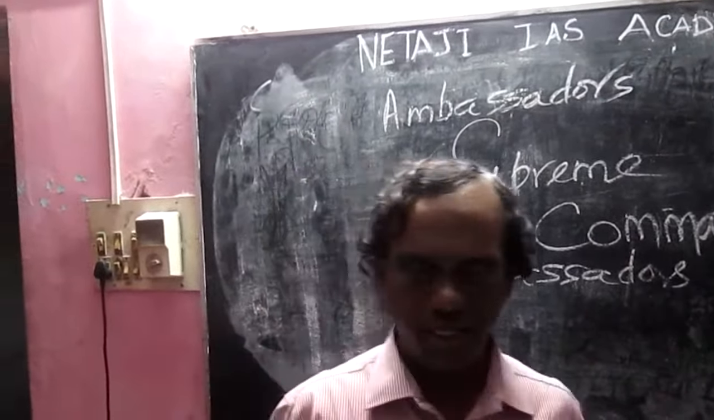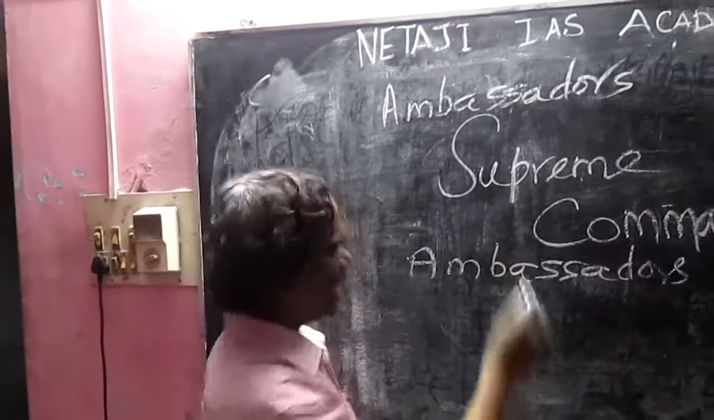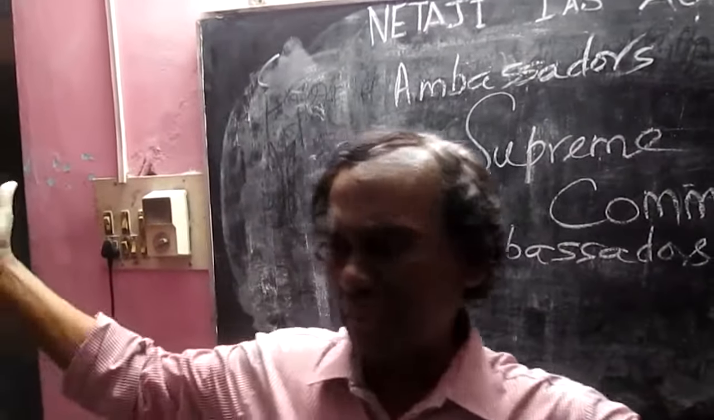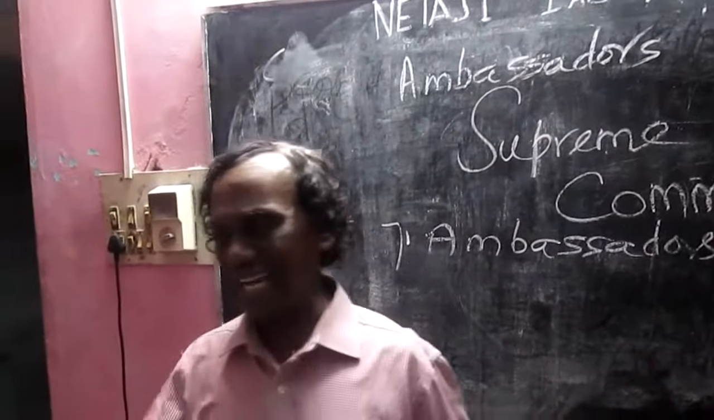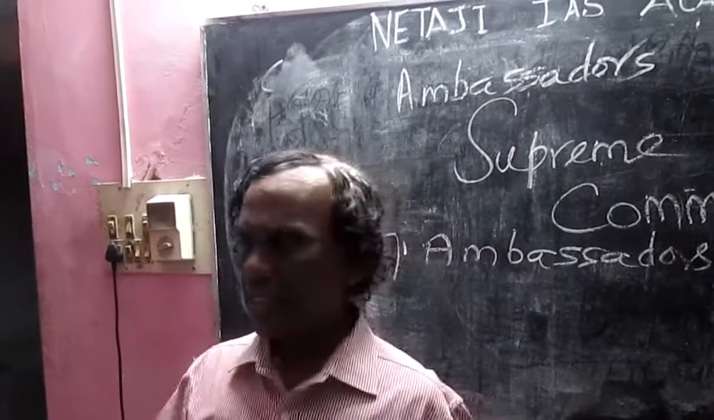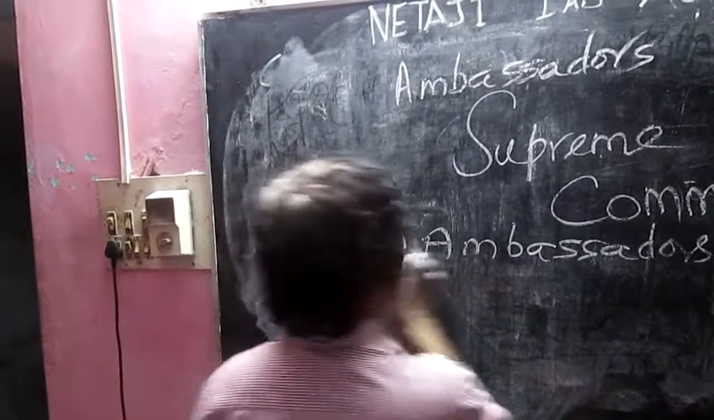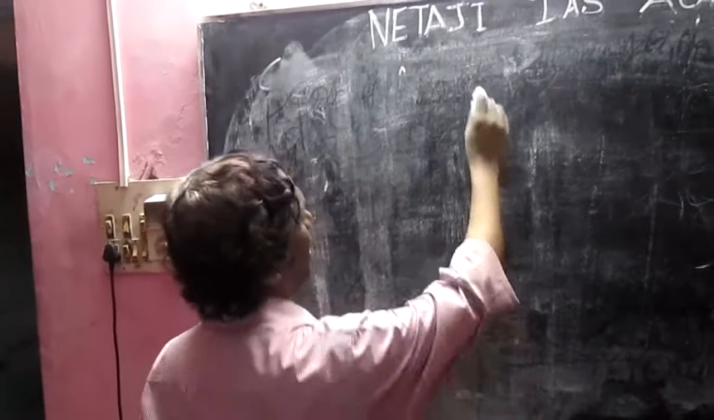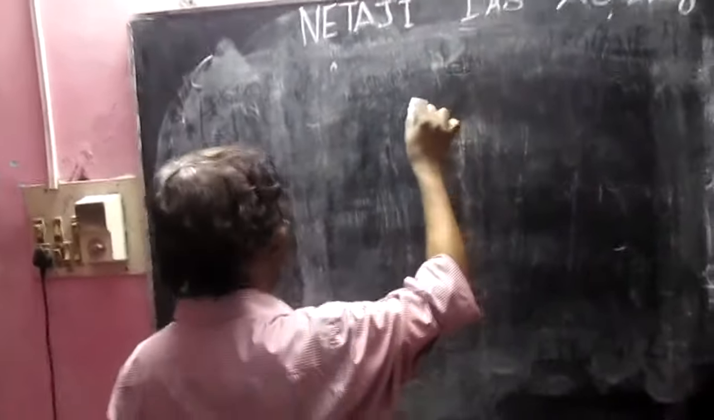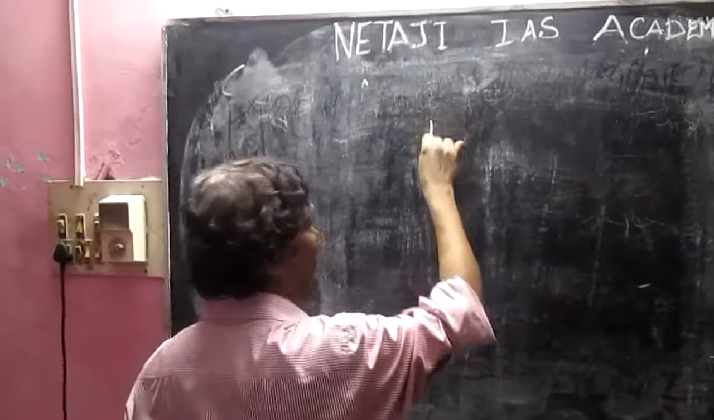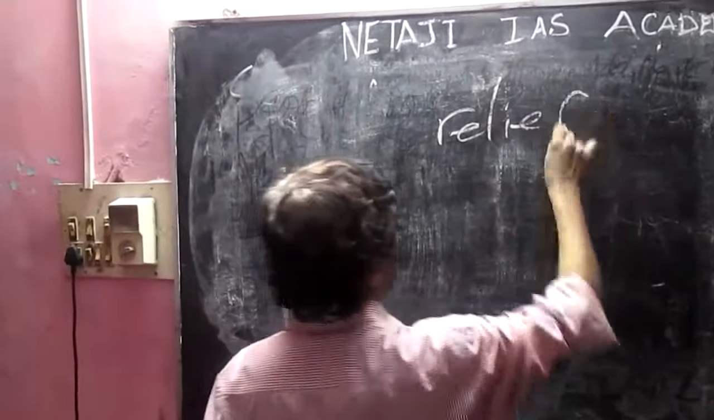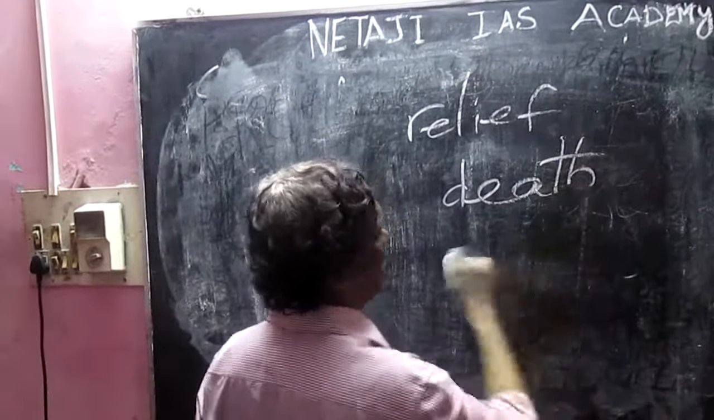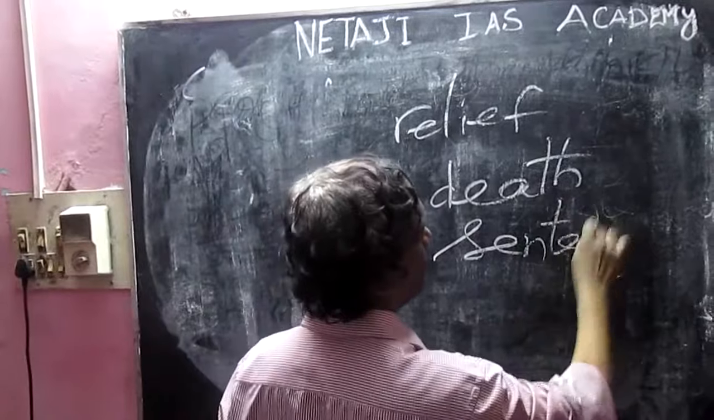Now we go to judicial powers of the President. Put a title. The President is the only authority having the power to provide relief against death sentence.